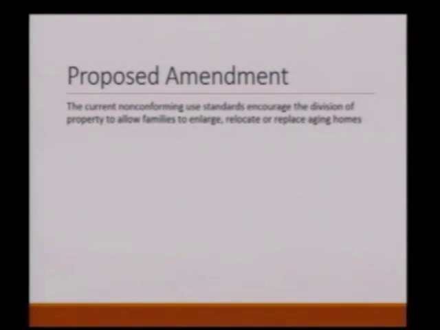The concern with the city is that it does appear that the current non-conforming use standards that are adopted and enforced in the area of city impact potentially encourage the division of property to allow for families to enlarge, relocate, or replace aging homes. And in this individual case that we were working with, the only way to allow for the replacement of a home that their family had outgrown was to try to subdivide the property and break it up and create a new separate building lot to accommodate their needs. This is oftentimes contrary to the city's interest, where the fragmentation of property near the city limit boundary can impede the city's ability to grow in a logical and orderly fashion.